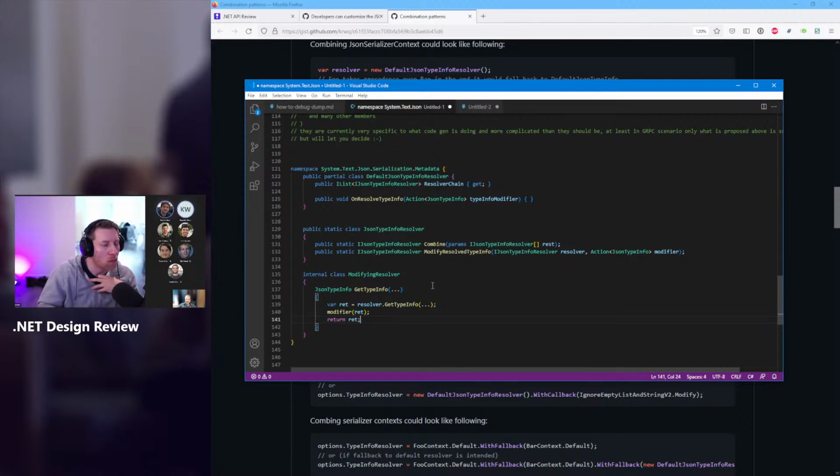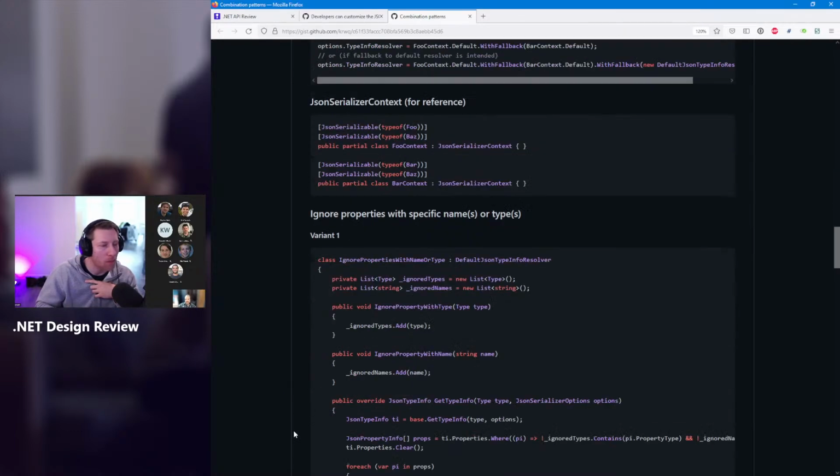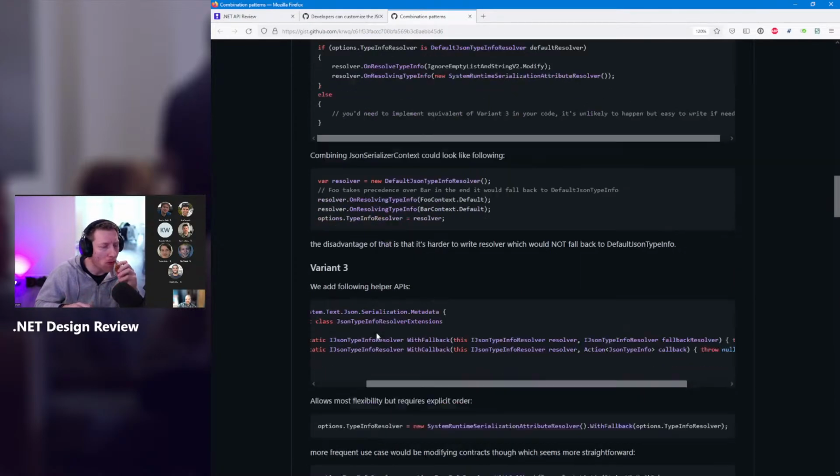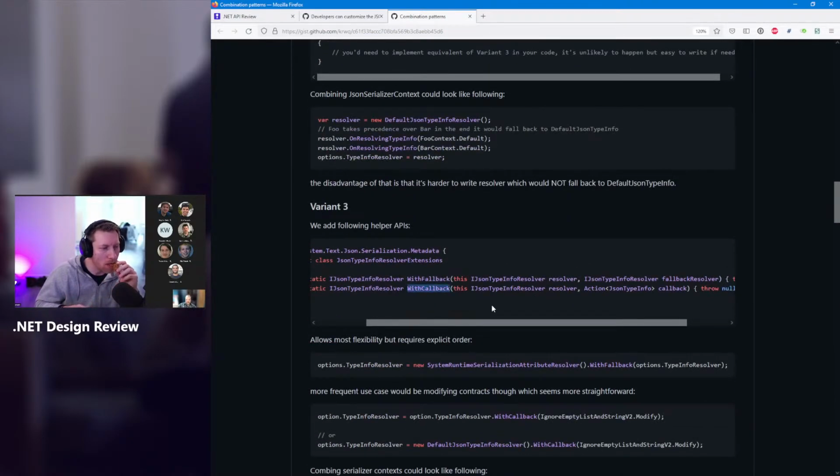I misunderstood. So modify resolve type info doesn't invoke the modifier. It stores that for later use by whatever resolver it creates. Yeah. I see. Well, again, I'm just looking back here at variant 3, but not as extension methods. So this is with a callback of how do we make it not an extension method. You want this resolver to do some work, but before the serializer actually gets to touch it, you want to run it through this modifying function.